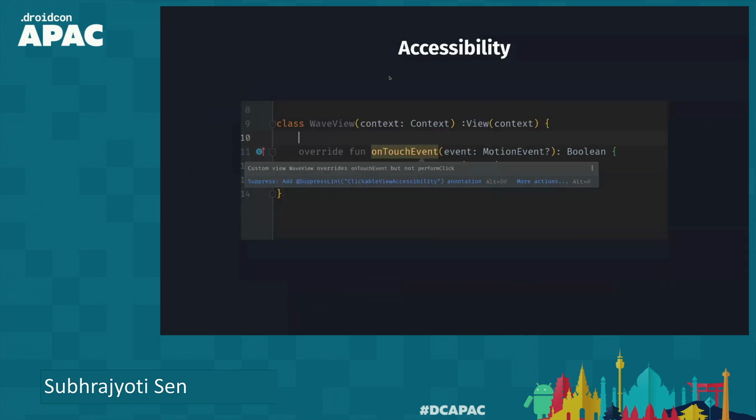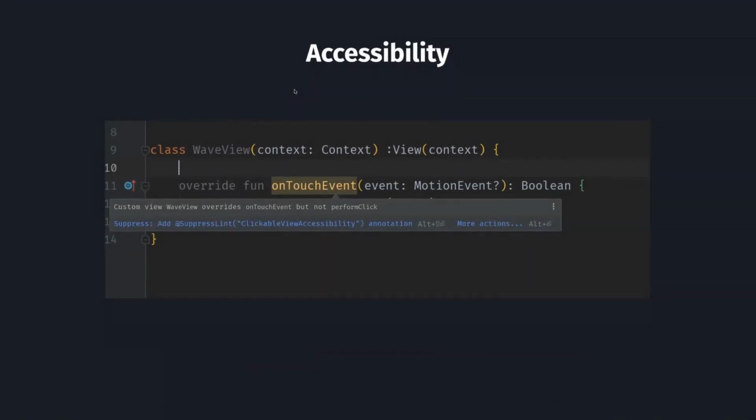Another very useful case where Lint kicks in is for accessibility. So if you override only a subset of the methods needed for accessibility, Lint will warn you that you're missing out on a few overrides. In this case, I have overridden onTouchEvent, but Lint tells me that I have not overridden performClick. If you take a look at the tooltip, you will also see that it gives me an option of suppressing it by using the SuppressLint annotation and a certain ID. We will see how to define this ID as well.